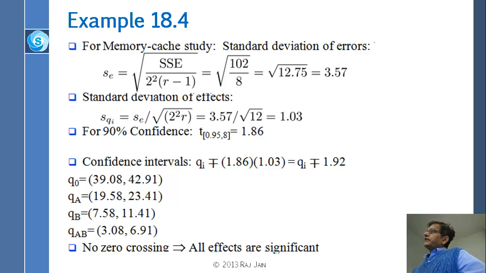For the 90% confidence interval with 8 degrees of freedom, we read the t value at 0.95 and 8 degrees of freedom, which is 1.86. And the confidence intervals come out like this. None of them include 0, so all of them are significant. This will be in the Excel worksheet, so you really don't have to worry about it. I just put the value r here and you get it.